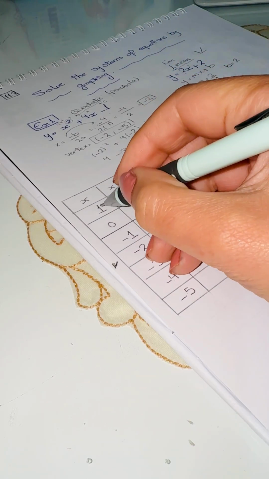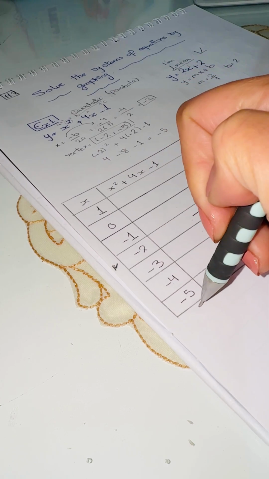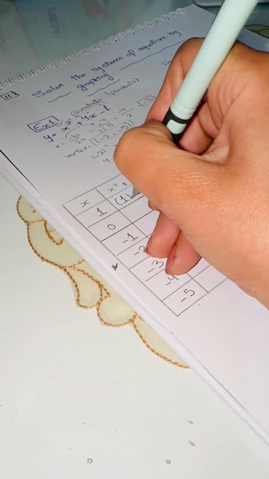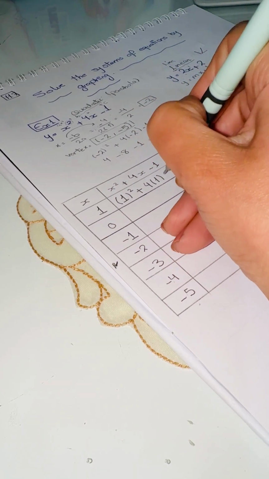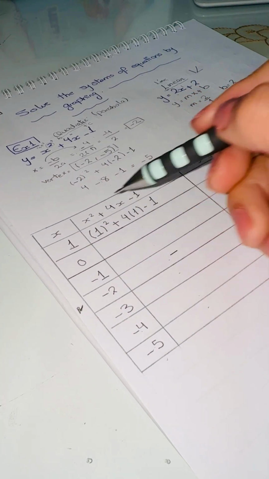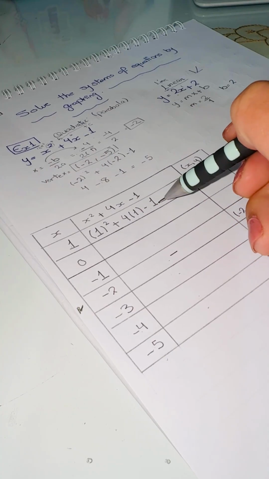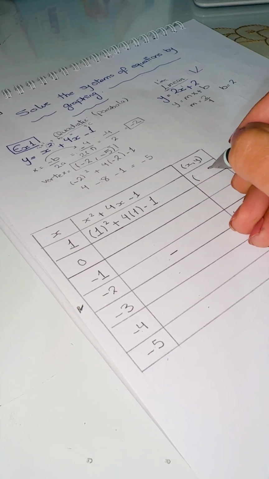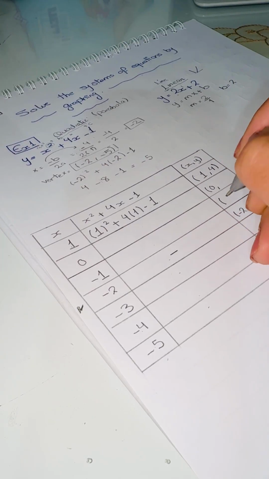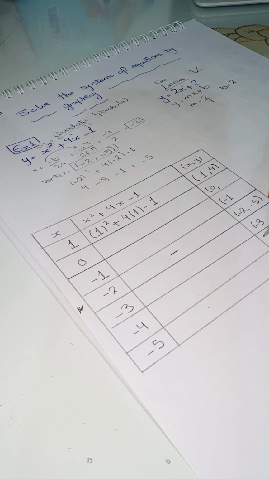What I'm going to do next, I will substitute with each of those x's in the equation. This is x equals 1, so I'm going to put 1 squared plus 4 times 1 minus 1. For those who are allowed to use the calculator, you can do it, and others you have to solve it mentally, you can do it easily. 1 plus 4 equals 5. 5 minus 1 gives me 4. So the answer will be 1 and 4. I can write here the x's first, negative 3, negative 4, and negative 5, so I don't get confused.